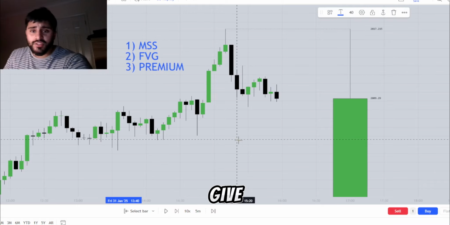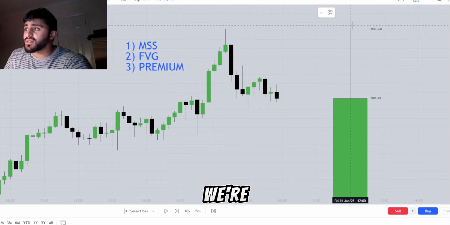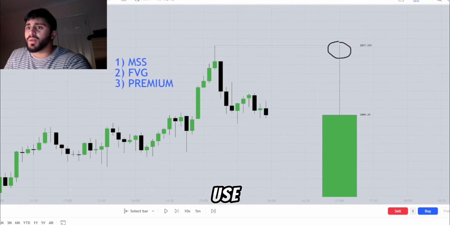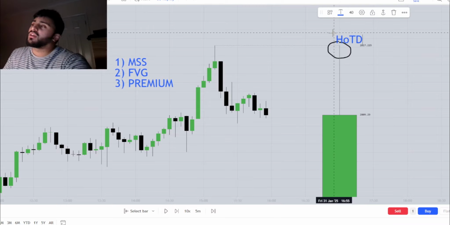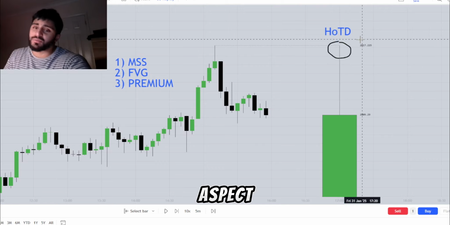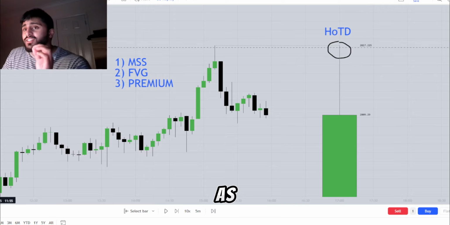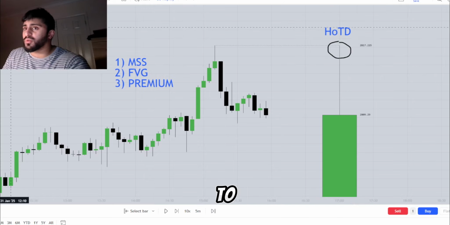So again, to give us some extra confluence and some context, we are above the daily opening. So we're anticipating this to be the high of the day, right? Always use the power of 3 with some kind of context. We're expecting this to be the high of the day. The high of the day is the most important aspect because it tells us where we want to be selling from. We want to be selling as close as we can to this high of day, right? Very important to understand that.